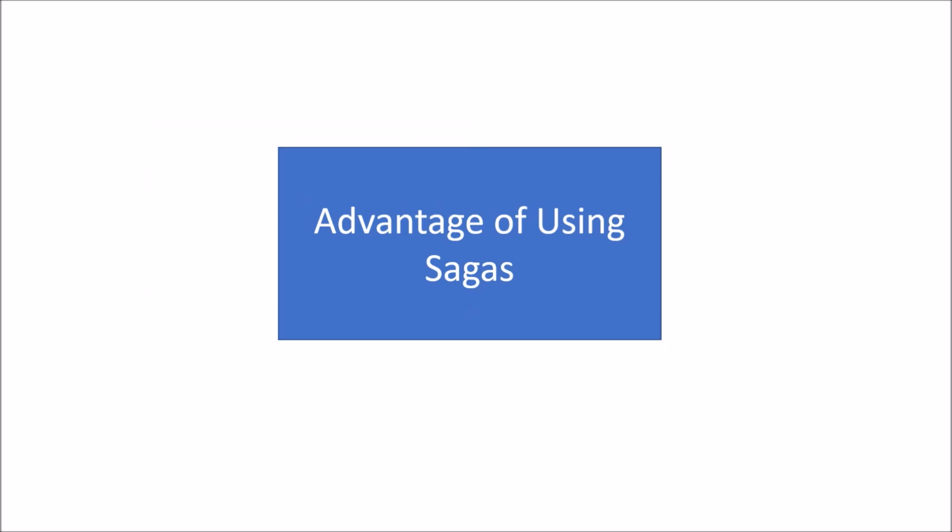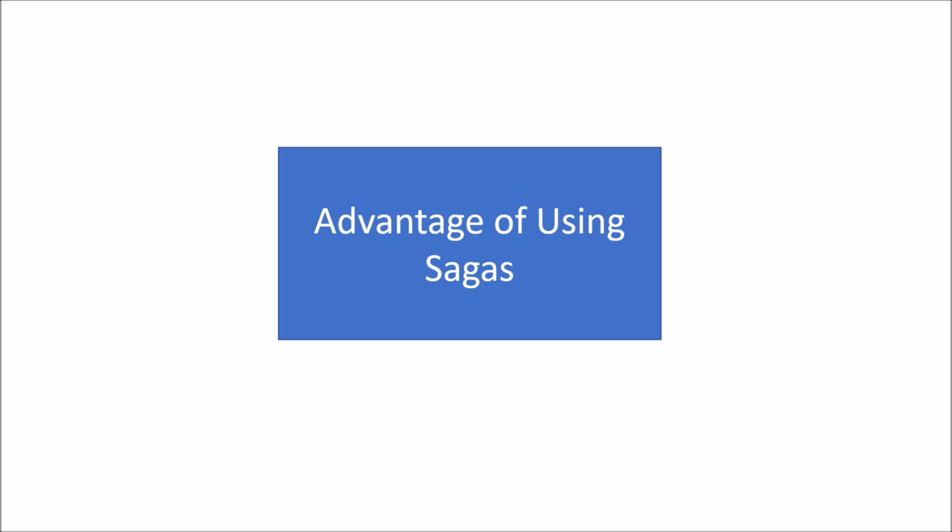If we talk about the advantage of using Saga, the point is very simple. It is used for maintaining data consistency in case of distributed transactions in a microservice architecture. This is one of the biggest advantages of using the Saga design pattern. Another is, when you are implementing the Saga design pattern, the microservices are not blocked by each other.